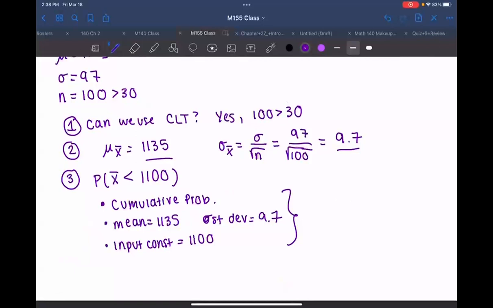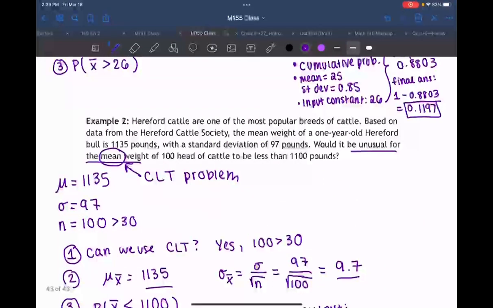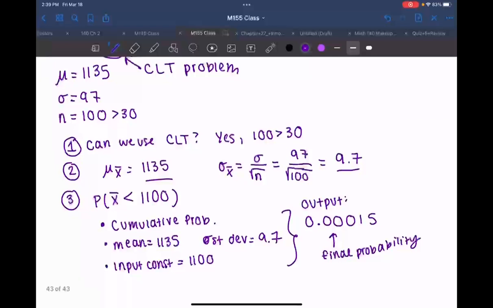Okay, so our cumulative probability ended up being, was it 0.0015? Was that what it was? Oh, okay, 0.00015. Okay, this is what Minitab outputted, right? And it also is our final answer. This is our final probability. Okay, now we haven't finished answering the question yet, right? The question asked us, would it be unusual for the mean weight to be less than 1,100 pounds? Who thinks it'd be unusual? Nice. And why is that?